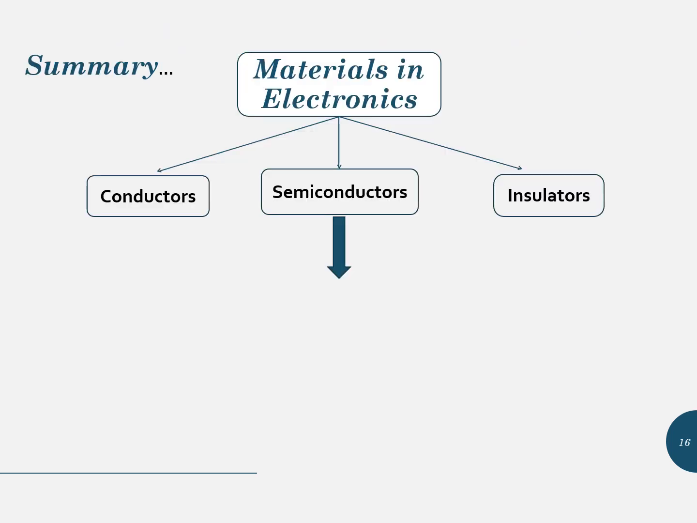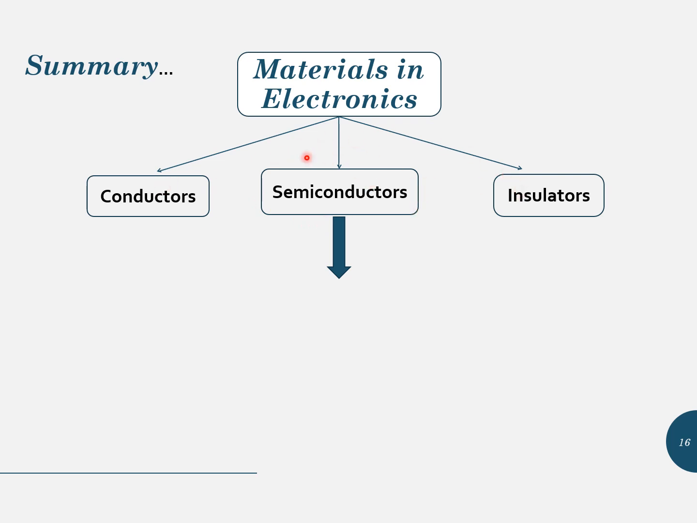Now, this is the summary of what we have studied so far. We have studied that there are 3 groups of materials that are used in electronics. First group is conductors, second group is semiconductors, and third group is insulators. The main difference between all these groups rely on their level of conductivity. Conductors conduct electrical current. Insulators do not conduct electrical currents, and semiconductors are between conductors and insulators.